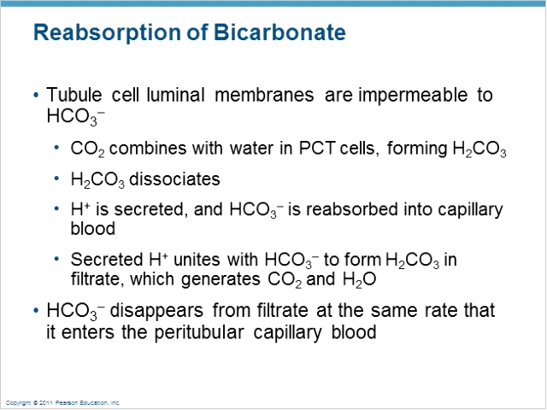We talk about reabsorption of bicarb. Really, tubule cell luminal membranes are impermeable to bicarb. So CO2 combines with water in the proximal convoluted tubule cells, forming H2CO3. H2CO3 dissociates where hydrogen is secreted, and HCO3 is reabsorbed into capillary blood. Secreted hydrogen unites with HCO3 to form H2CO3 in the filtrate, which ultimately generates carbon dioxide and water. So HCO3 disappears from the filtrate at the same rate that it enters the peritubular capillary blood.